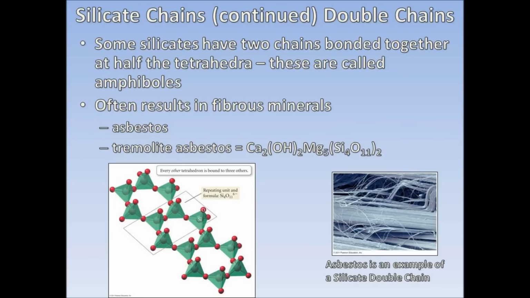Continuing on from the previous slide, some silicates have 2 chains bonded together called amphiboles. These double-chain structures often result in fibrous minerals such as asbestos.